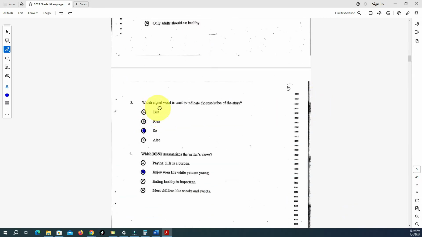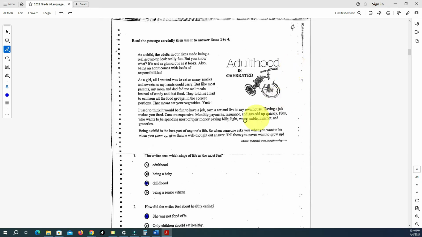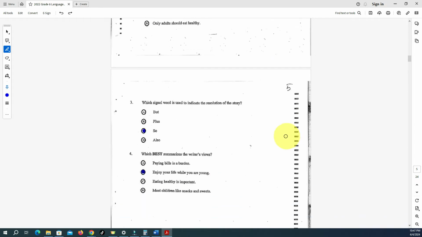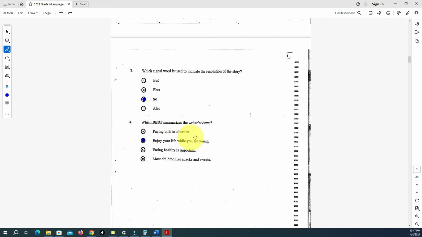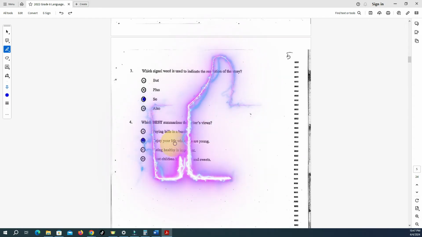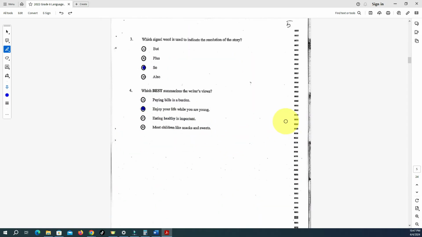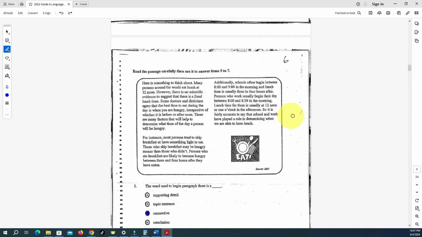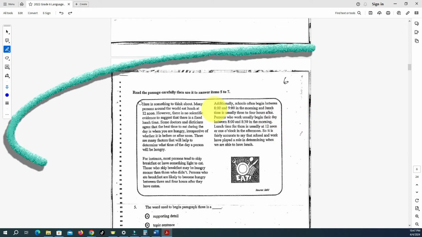Number 3, which signal word is used to indicate the resolution of the story? So I selected C for 'so' because 'so' was right here. When someone asks you, I just use that, this is the signal word, so I chose 'so', right? So that was number 3. Number 4, which best summarizes the writer's views? I selected enjoy your life while you're young. That's B. All right.